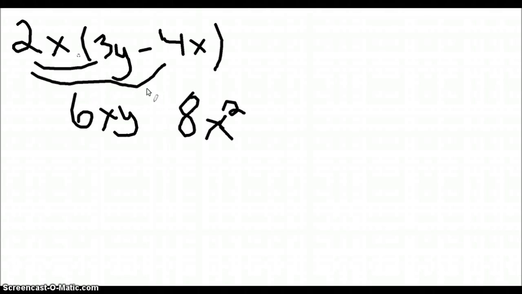Now, since there are no like terms, all you do is put the subtraction sign in the middle, and you're good to go. So here's the answer to 2x times 3y minus 4x.